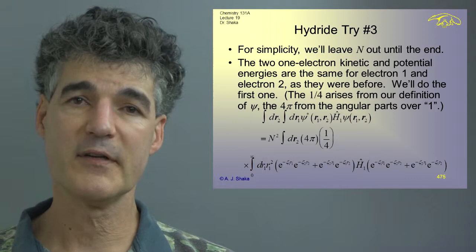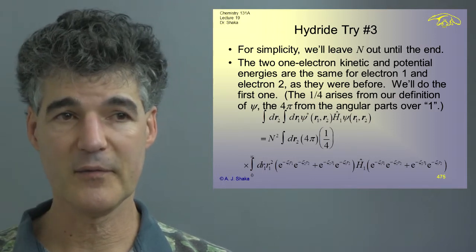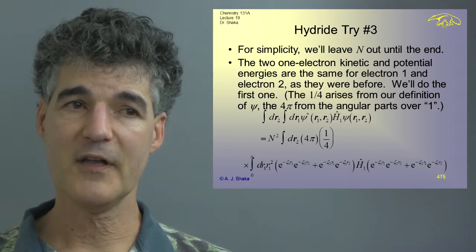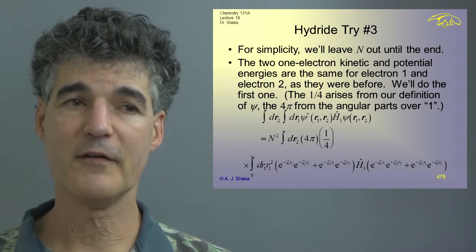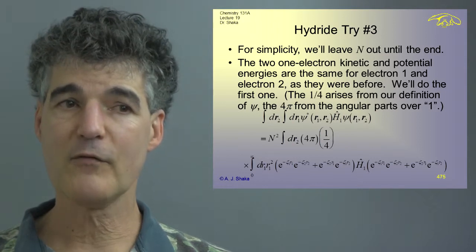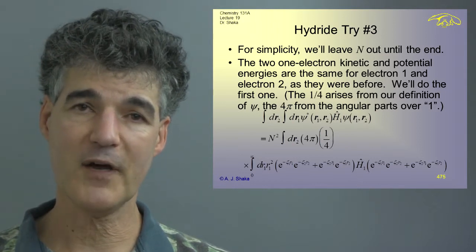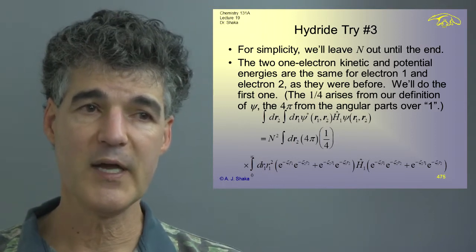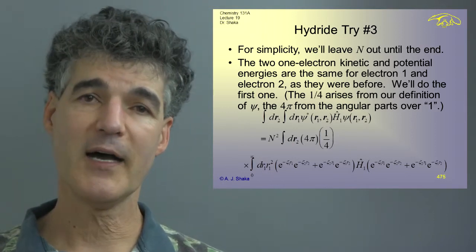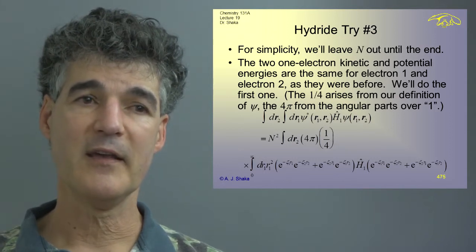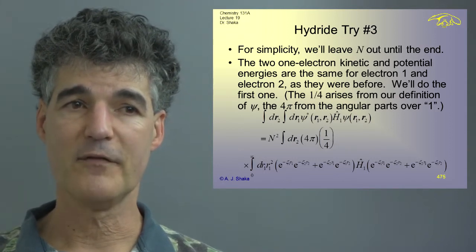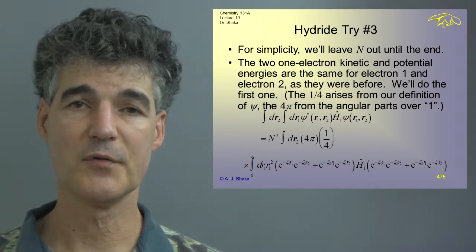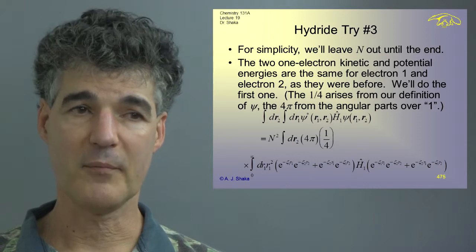And we can take the derivative of an exponential. That's not a big deal. And the factor of 1/4 in this integral that I've written here on slide 475 comes from the fact that we defined our wave function to be the combination divided by 2. And then the factor of 4 pi comes from doing the angular parts of the integral, which just is 2 pi times 2 for the phi and for the theta part.